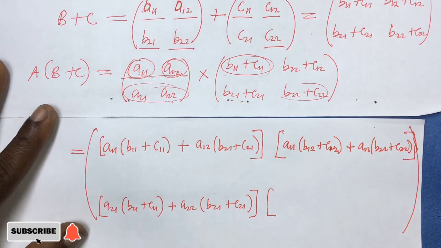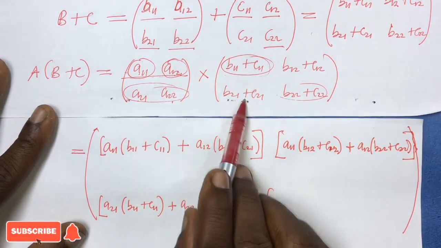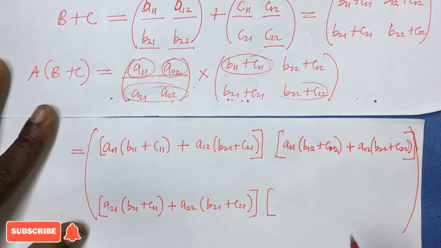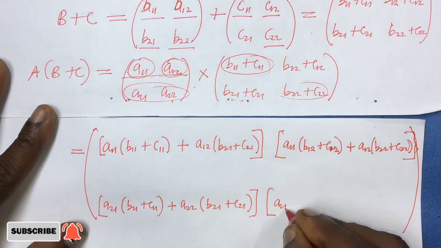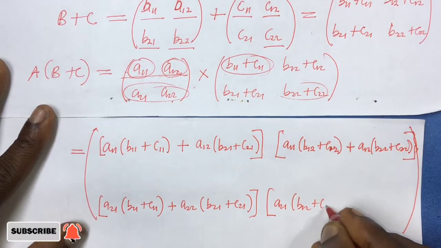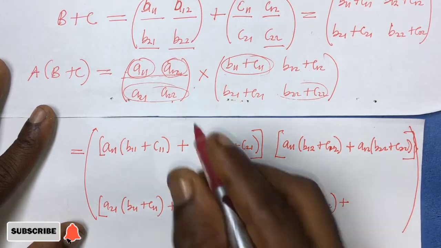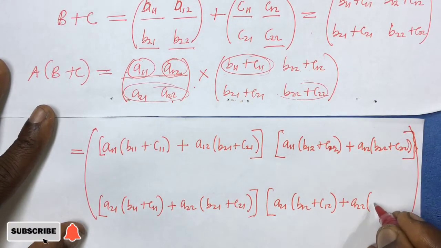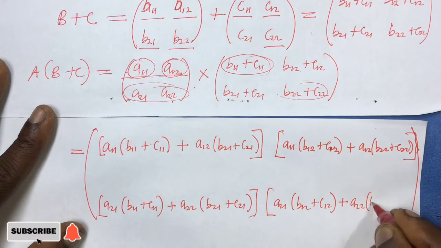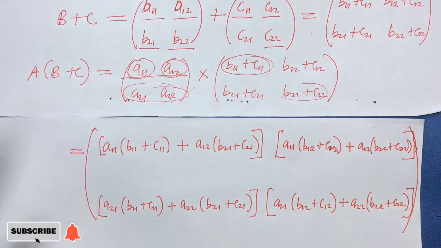It is very simple. I'm simply applying the rule on multiplication of matrices. So I'm using the second row to multiply the first column, and now using it to multiply the second column. A21 times (B12 plus C12), this times this, then plus A22 times (B22 plus C22), okay, and that concludes this.